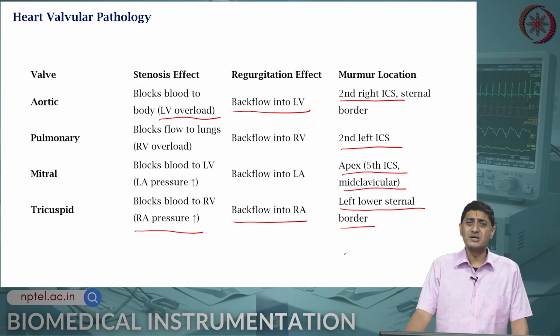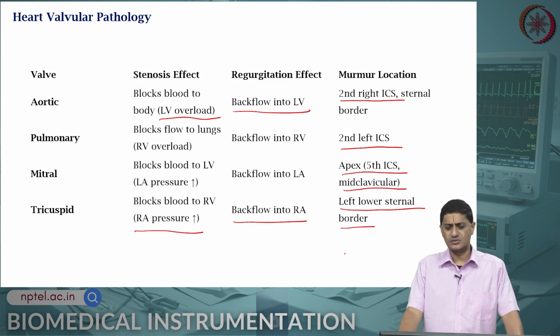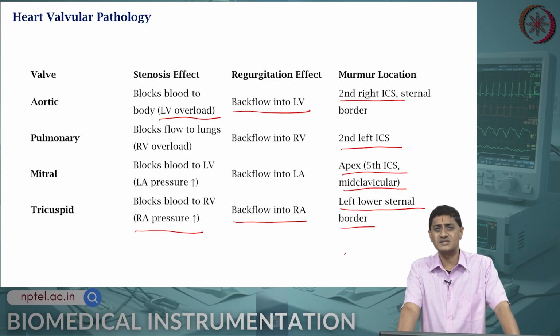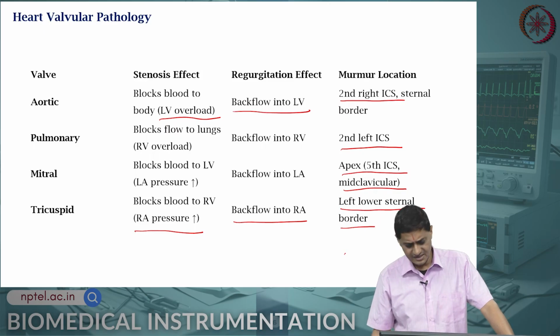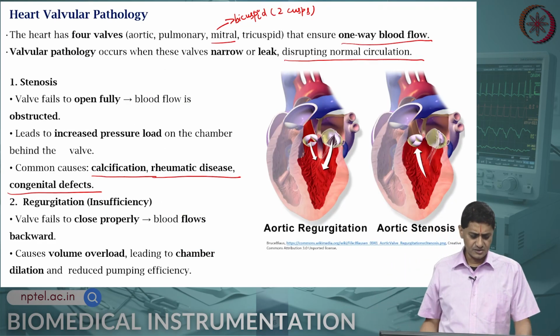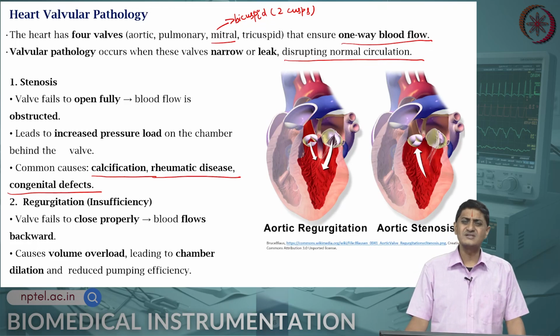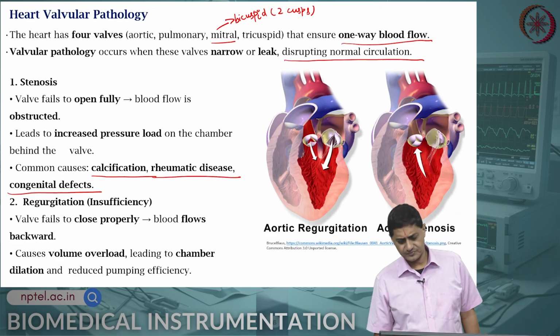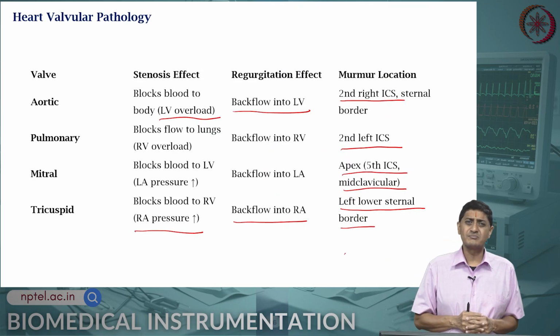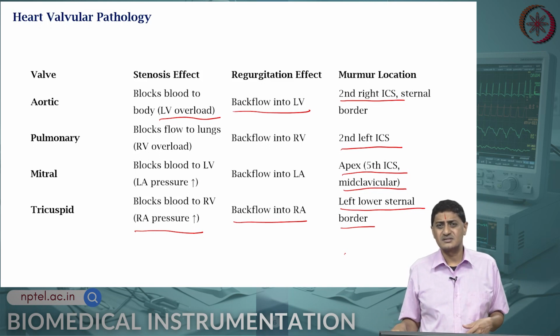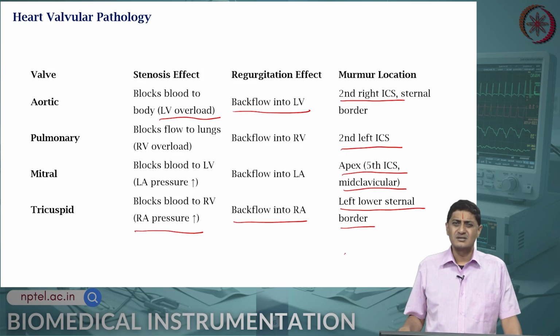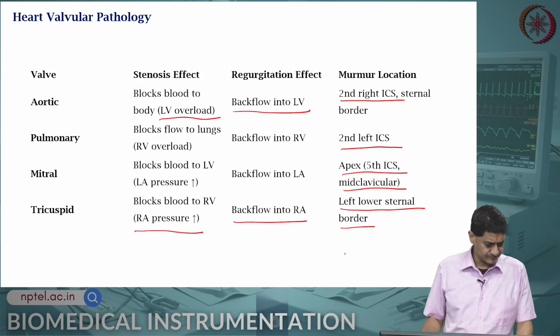These are the various murmurs that could be heard due to valvular pathophysiology, either due to stenosis or due to regurgitation. There are different effects. All these are relatively serious conditions. And what are the major reasons? We already saw this. Major reasons are due to calcification, rheumatic disease, or congenital defects. Okay. Not all murmurs are pathological. Sometimes young adults also show some murmurs. So, there are some variations of these that are there.